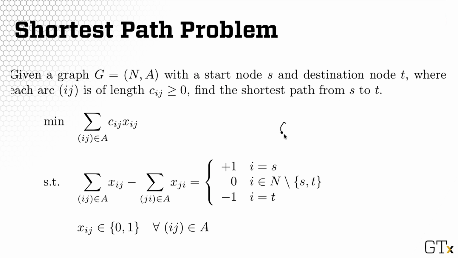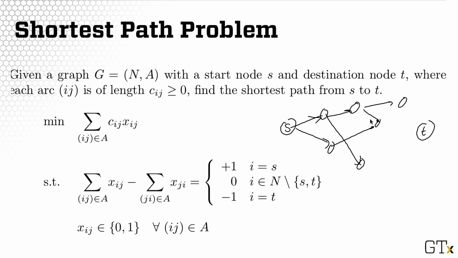So let me draw a picture. Here is a node S, here is a node T, and there could be other nodes, which we can visit on the way, and so on. Each arc has a length associated with it, and this is called Cij. Our goal is to find the shortest path by which we can go from S to T. So how do we formulate this problem?